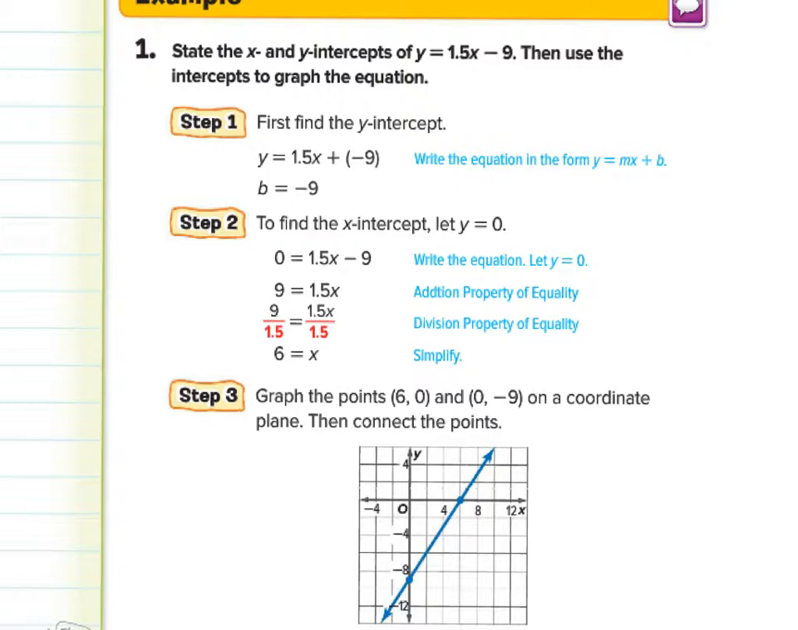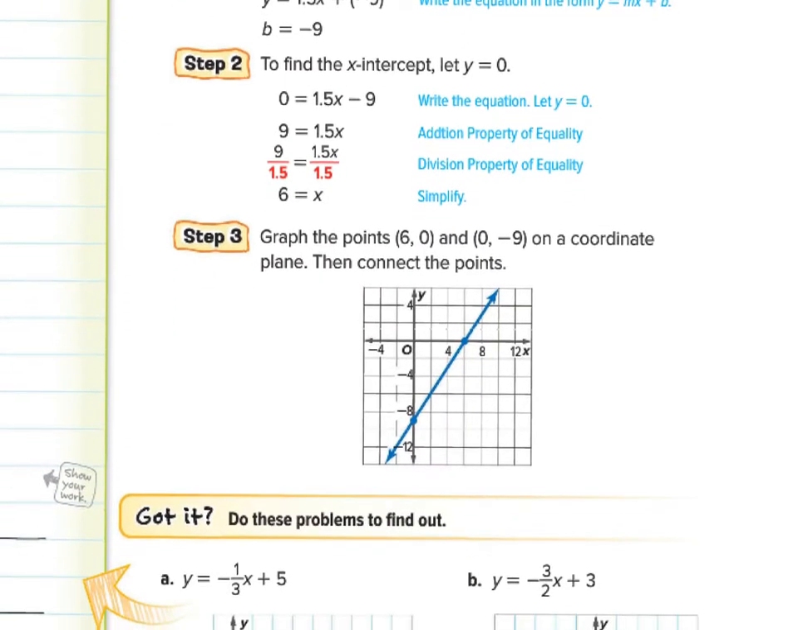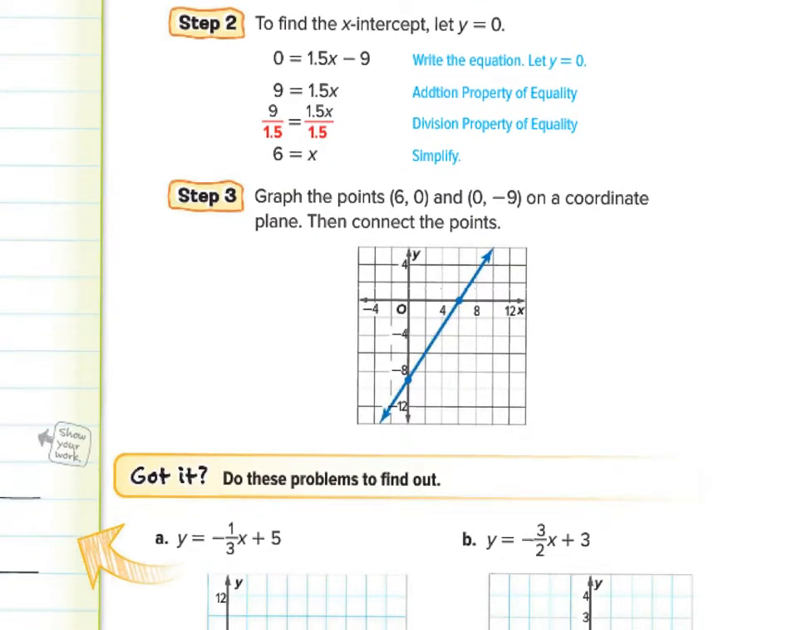How do we graph that? Well, we already know that our y-intercept is negative 9. That was given to us. So there's our y-intercept. We go right down to negative 9. And we know that our x-intercept is positive 6. We put the points there, and then we just draw a line that runs through both points. And that's our line.